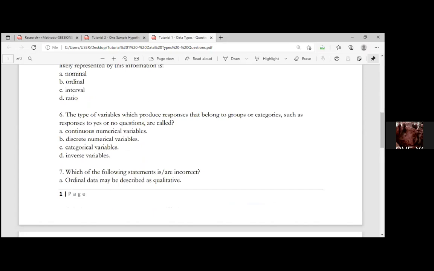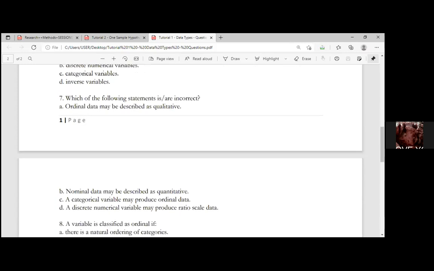Thank you very much. Now, the type of variables which produce responses that belong to groups or categories, such as responses to yes or no questions, are called categorical variables. Thank you very much, Esther. Categorical variables.